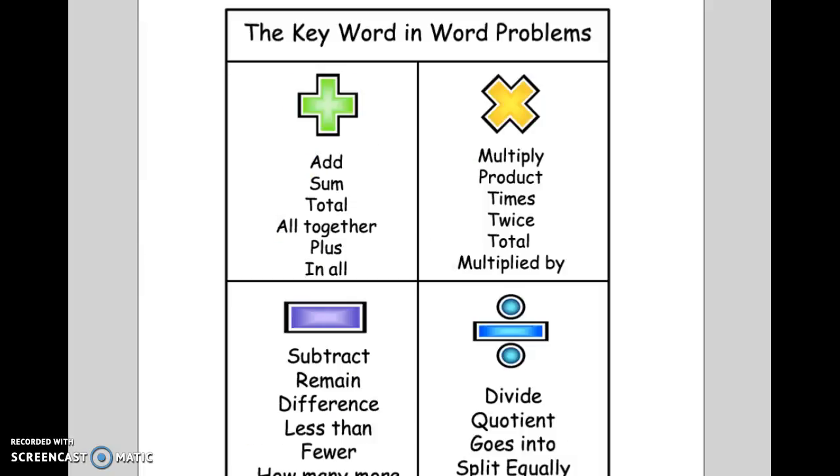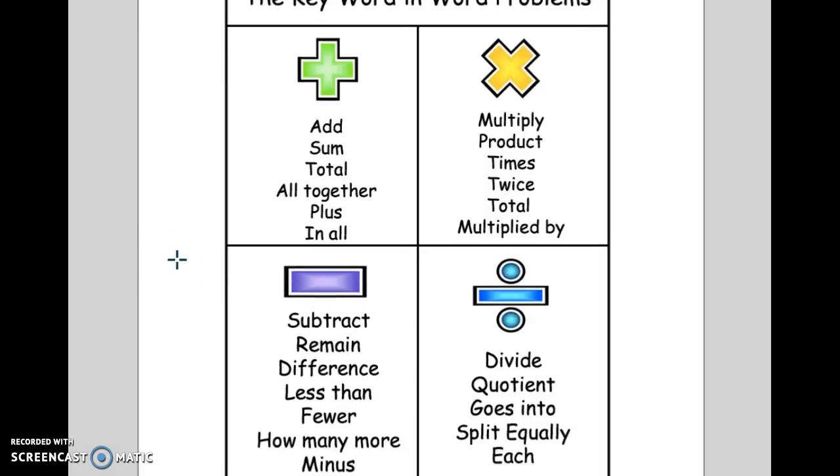Another thing that can help us when we solve word problems is understanding the key words that are in word problems. So here's a great list, and both the cubes poster and the keyword poster can be found in Schoology in this lesson for you to look at and even take notes in your notebook. When we add, some of the keywords that we might see are add, sum, total, altogether, plus, in all.